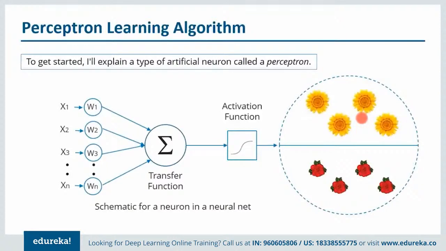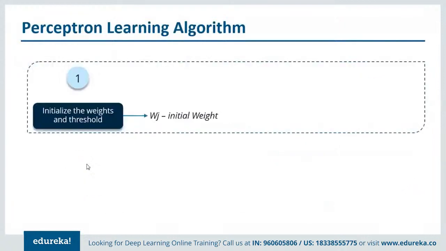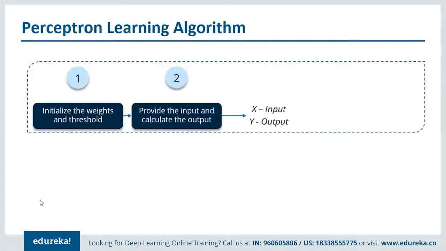Our main task here is to predict to which of the two possible categories a certain data point belongs based on a set of input variables. Now there's an algorithm on which it works, so let me explain that. The first thing we do is initialize the weights and the threshold. These weights can be a small number or a random number, and can even be 0. It depends on the use case that we have. Then we provide the input and calculate the output.